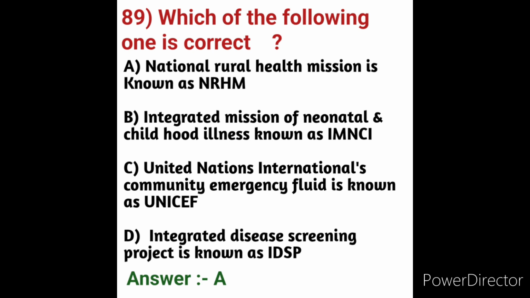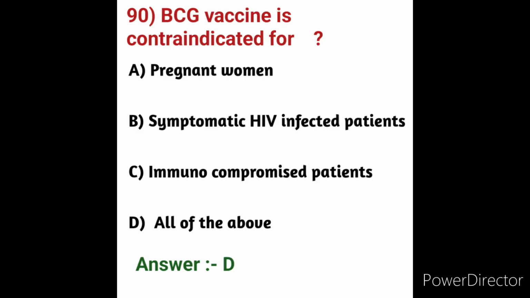Let's move on to question number 90. The BCG vaccine is contraindicated for: option A, pregnant women; option B, symptomatic HIV infected patients; option C, immunocompromised patients; option D, all of the above. The BCG vaccine is contraindicated for pregnant women, those with symptomatic HIV infection, and immunocompromised patients. Option D is the correct answer. These are all contraindicated for receiving the BCG vaccine.